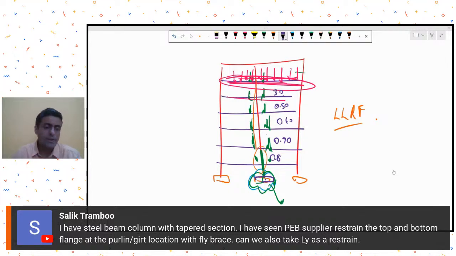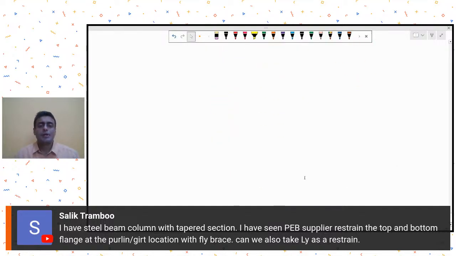Salik Trambu is asking, I have a steel beam column with a tapered section. I have seen PEB suppliers restrain the top and bottom flange. At the purlin location with a fly brace, can we also take LY as a restraint? Yes, you can. Usually, that is the strategy that they use.